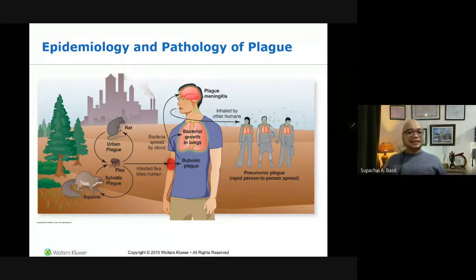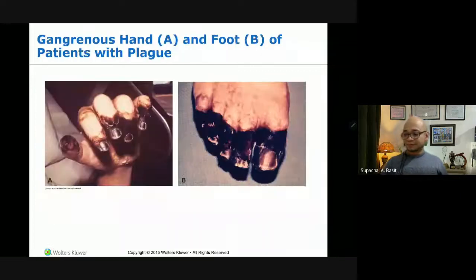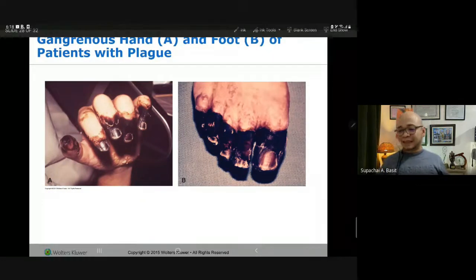And the plague. During the medieval period, there was this plague, bubonic plague, caused by Yersinia pestis. And there are actually three forms of plague. Bubonic plague is characterized by swollen lymph nodes. And then the pneumonic plague is when you inhale the bacteria, and person-to-person transmission is even possible. So this is the reason why plague is called Black Death, because of the characteristic blackening of the skin.